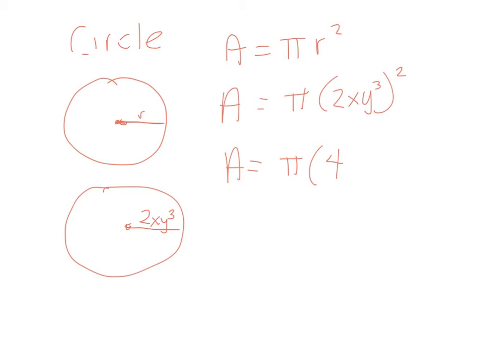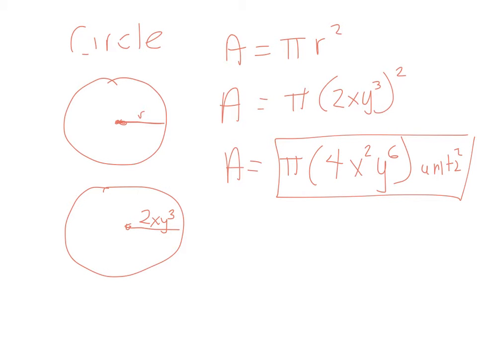That would be 4x squared y to the sixth power. And I'm just going to leave pi as part of the answer. Instead of multiplying it out, our book is telling us to leave pi in the answer. So this would be the answer, and you would put units squared at the end of it. And that would be the answer.